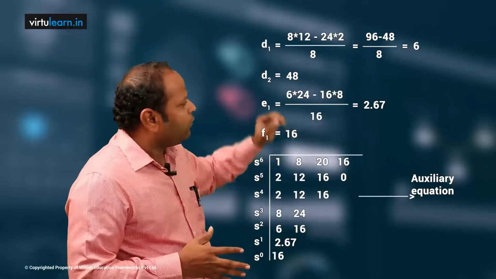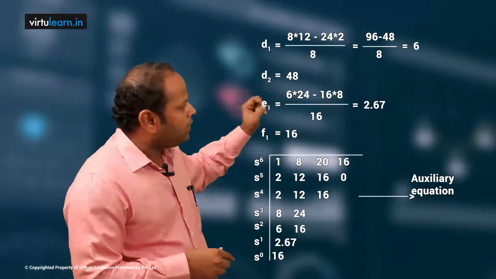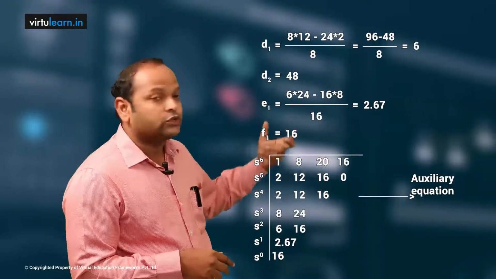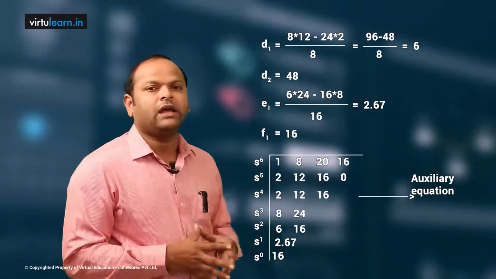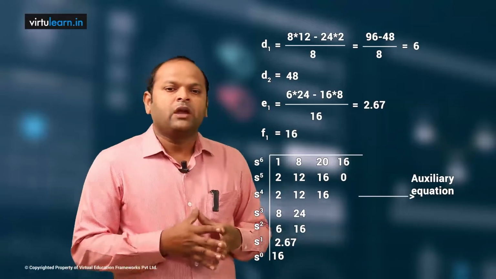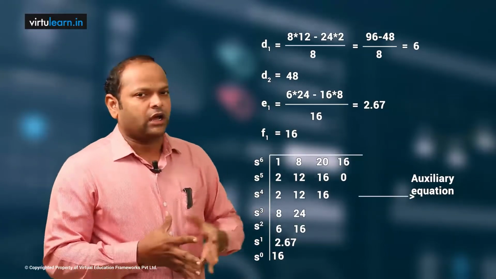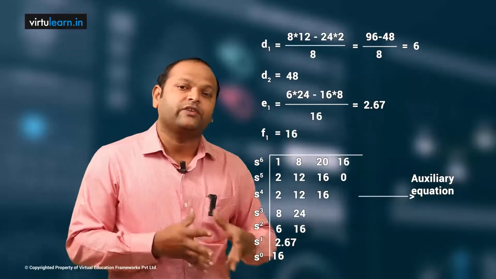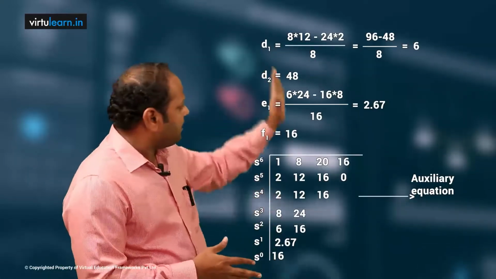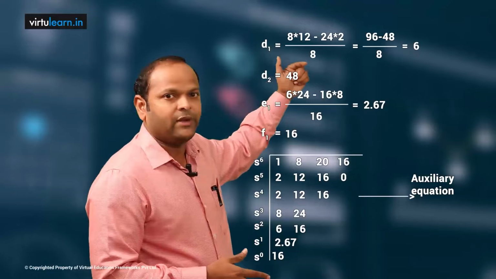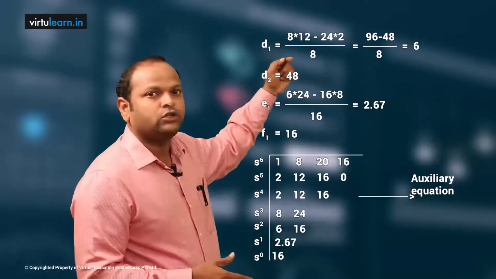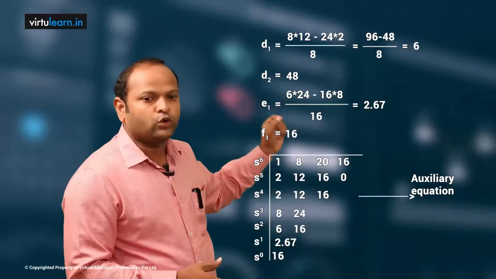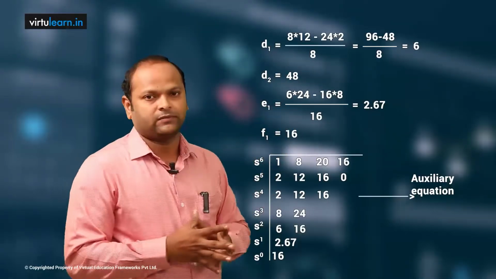But in between we had one obstacle where one row contains all 0 elements. So we got a solution using the auxiliary equation. And what will be the first column? Because in any Routh array we need to look at the sign changes of the first column. So the first column is like this. What are the elements of the first column? 1, 2, 2, 8, 6, 2.67 and 6.